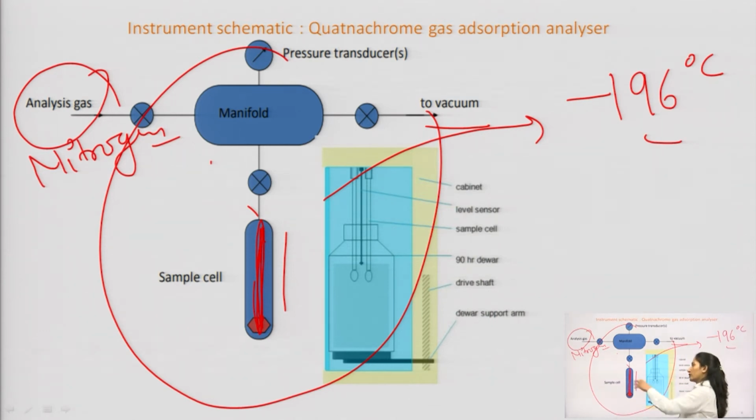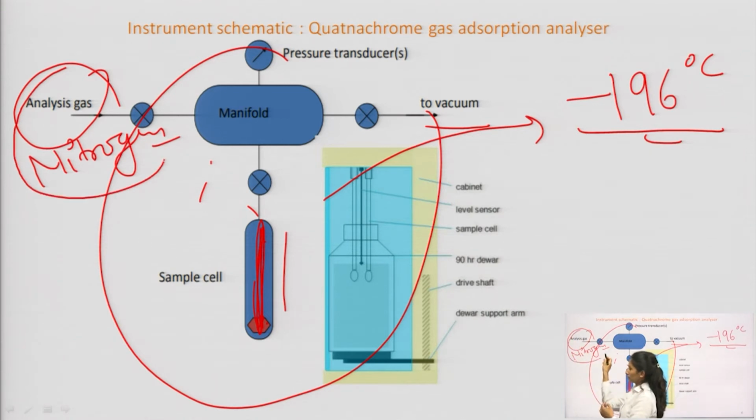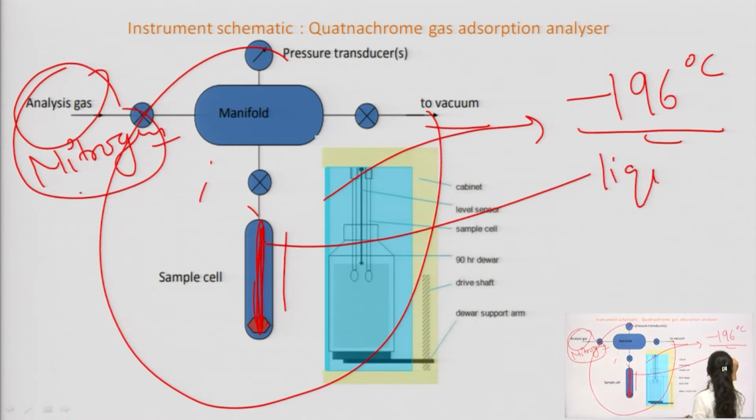So, what we have to do is just fill 1 gram of sample in the sample cell and purge the nitrogen gas, follow all the assumptions of the BET theory, and slowly shift the temperature towards minus 196 degrees Celsius, so that this nitrogen which is in a gaseous form here is converted into the liquid form.